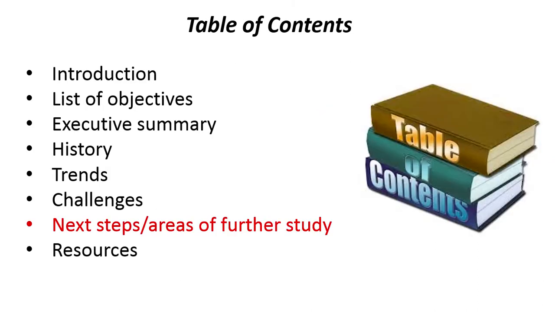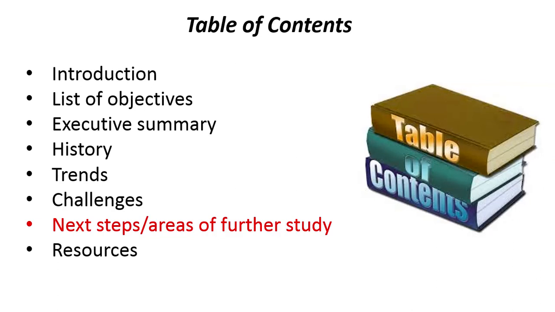So then you go to the table of contents. Your table of contents is going to look pretty much like this. You're going to have an introduction, a list of objectives, an executive summary, your history, trends, challenges. The only component that's new here will be next steps, areas of further study. We'll get to that in a minute.